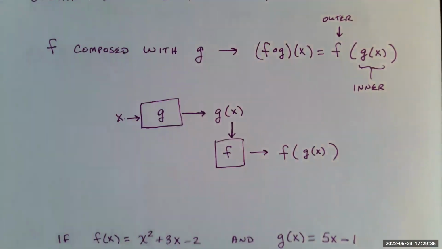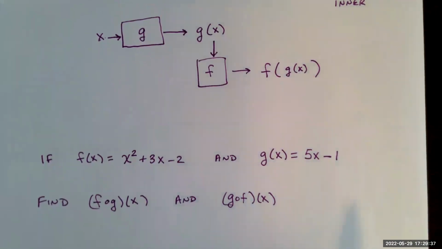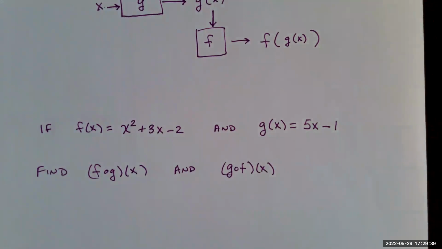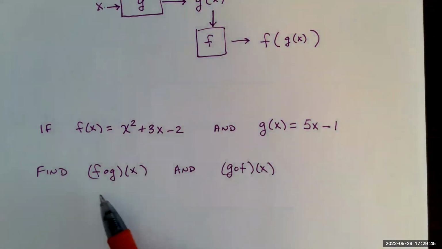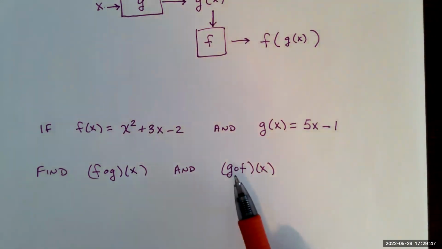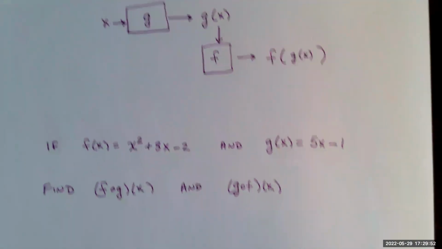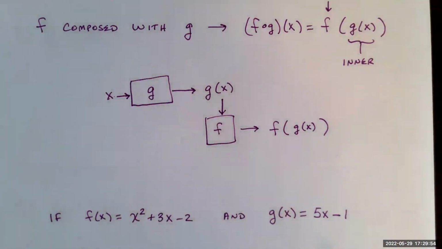So let's just look at examples. This should be familiar to you. If F of X is x squared plus 3x minus 2 and G of X is this function, let's find F circle G of X, and let's find G circle F of X, because we'll see when you change the order, when you change the outer and inner function, swap them, you in general will get different results.